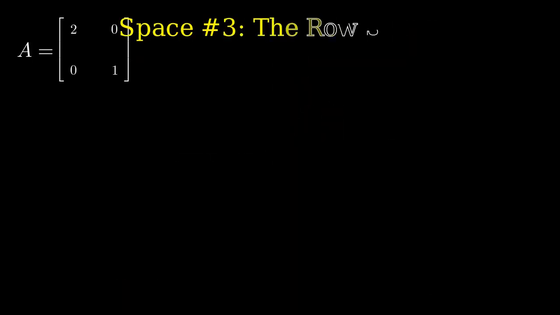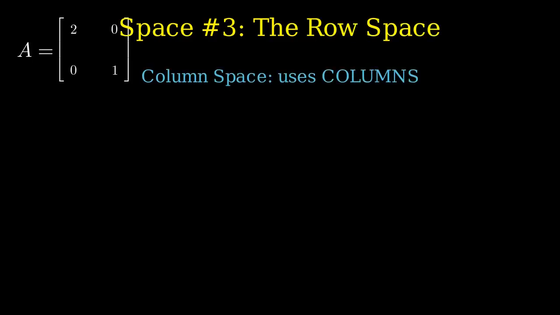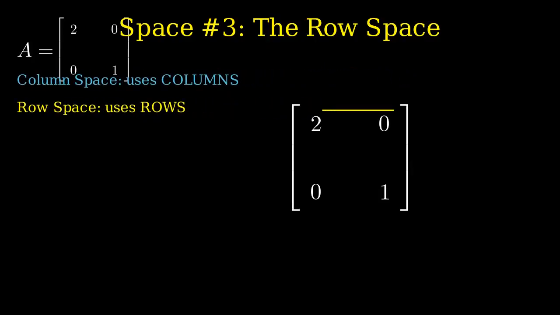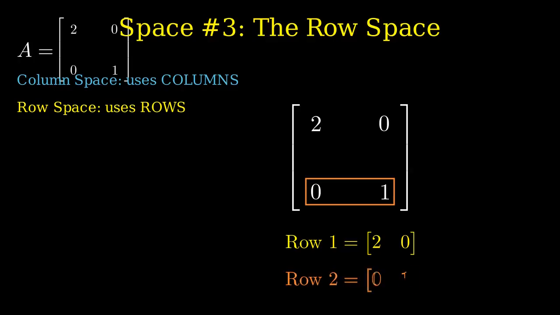Now for the third space, the row space. The row space is like the column space, but we use rows instead of columns. Let's see our matrix with rows highlighted. Row 1 is (2, 0). Row 2 is (0, 1). The row space consists of all linear combinations of these row vectors.